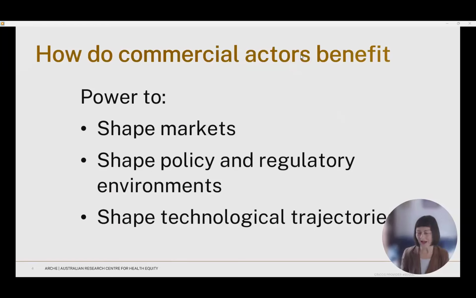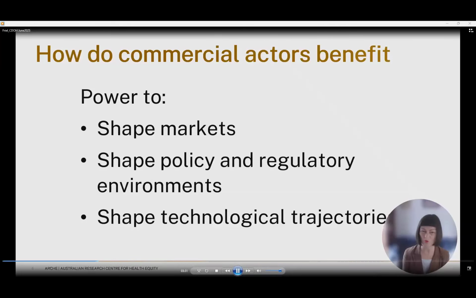So why does it matter? What do we need to understand about commerce, about the commercial world? And I want to say commerce is not a bad thing at all. But what is important to pay attention to is the power of commercial actors to, of course, shape markets. That's their core business, if you like. That's how they make money. It's commerce after all. But they also have the power to shape the policy and the regulatory environments in their interest. And that's sometimes problematic, because we know that private interests are not the same as public interests.